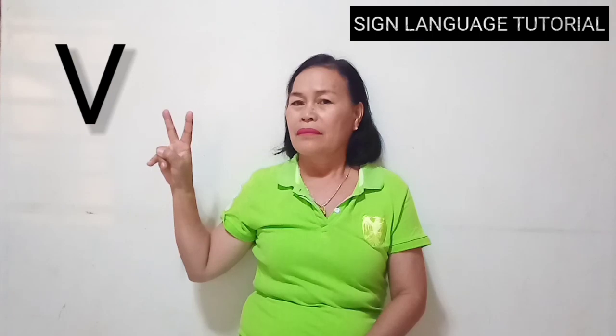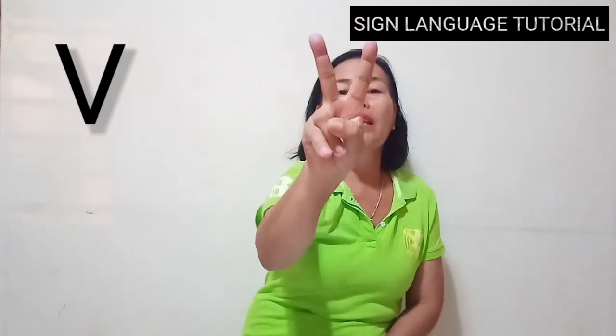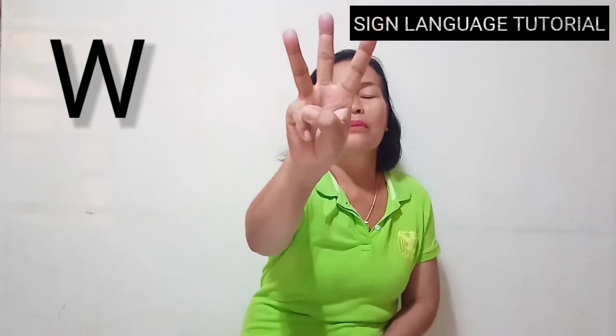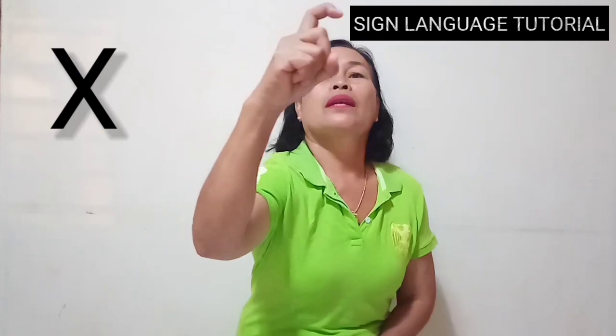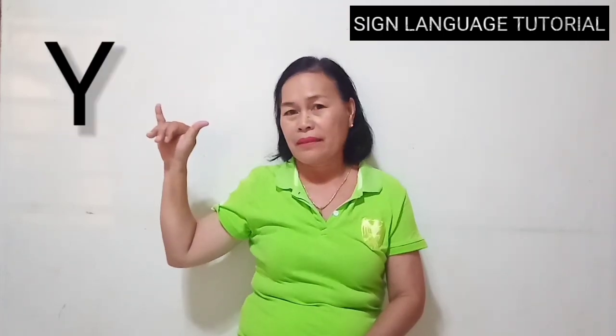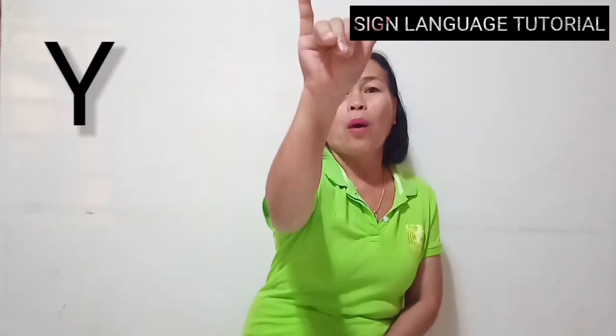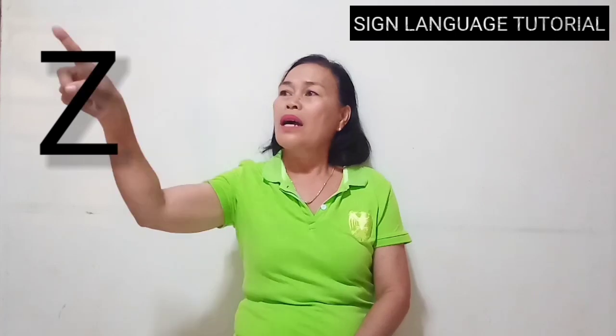U. This is letter U. V. Letter V. W. This one. X. Letter X. Y. Letter Y. This is letter Z. Okay, you have to practice it.